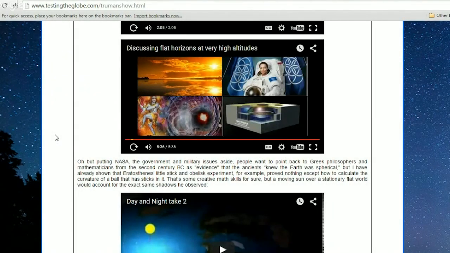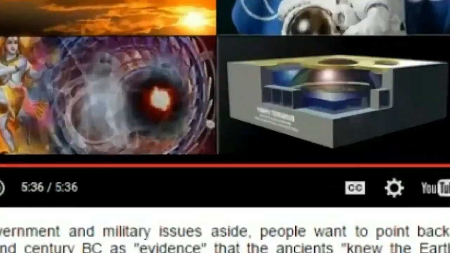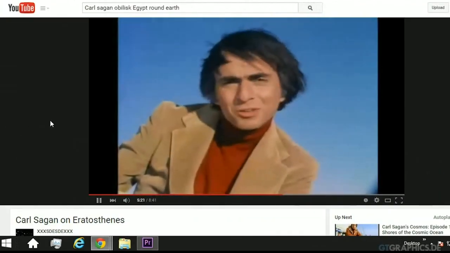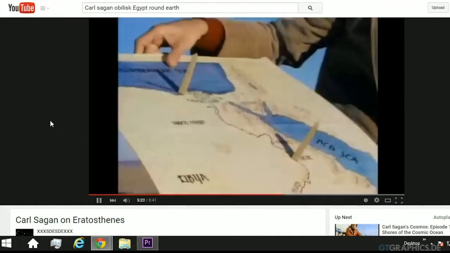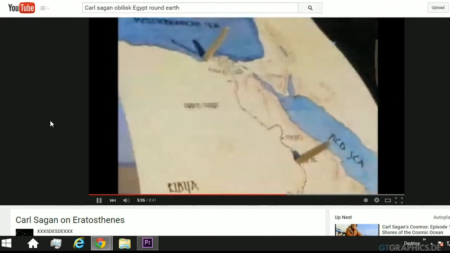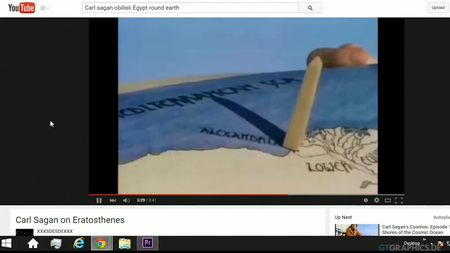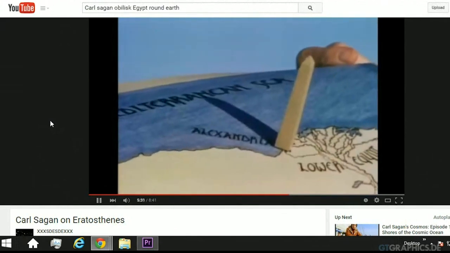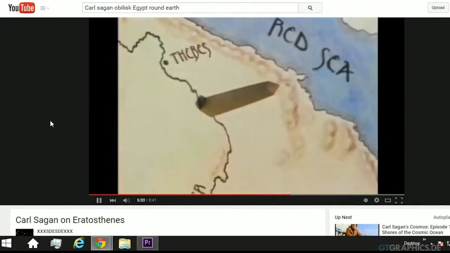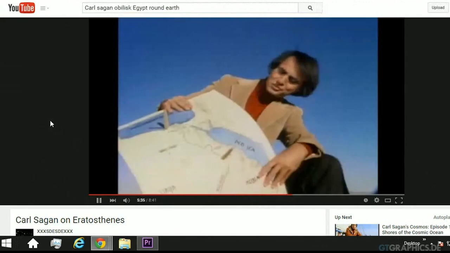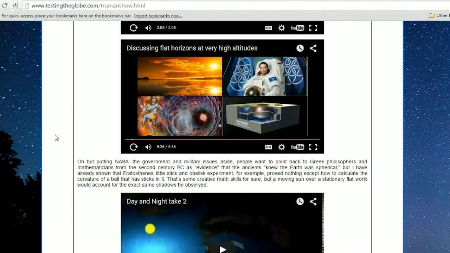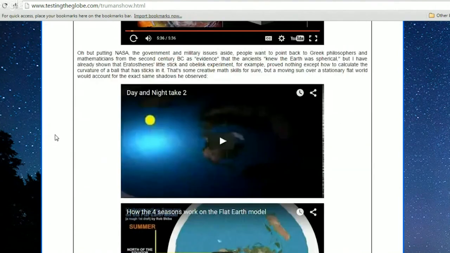But putting NASA, the government, and military issues aside, people want to point back to Greek philosophers and mathematicians from the 2nd century BC as evidence that the ancients, quote, knew the Earth was spherical, end quote. But I've already shown that Eratosthenes' little stick and obelisk experiment, for example, proved nothing except how to calculate the curvature of a ball that has sticks in it. That's some creative math skills for sure, but a moving sun over a stationary flat world would account for the exact same shadows that he observed.